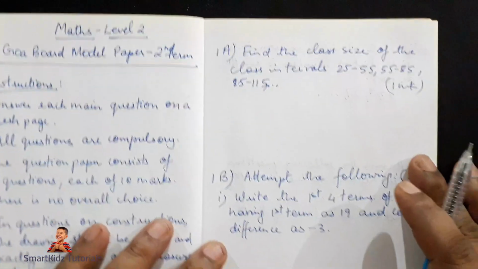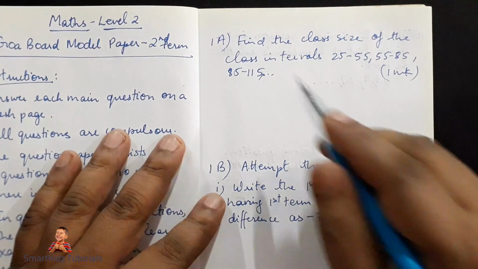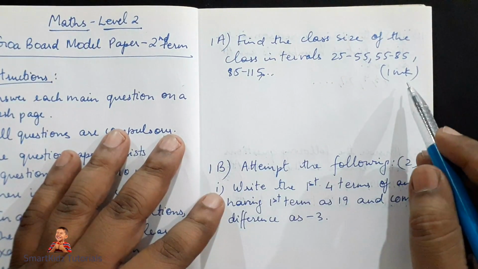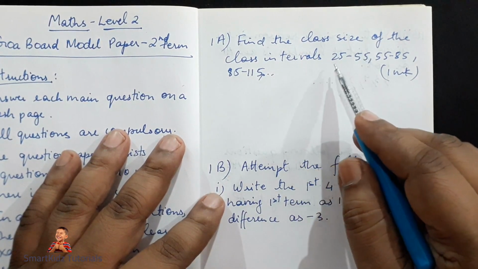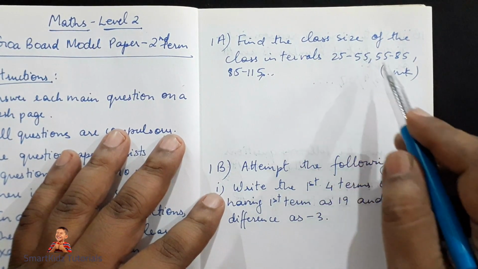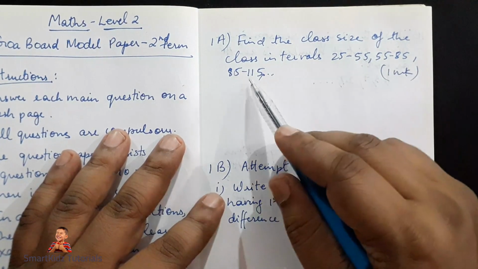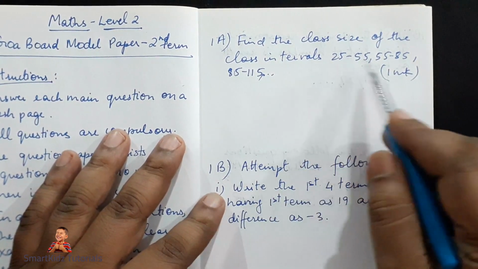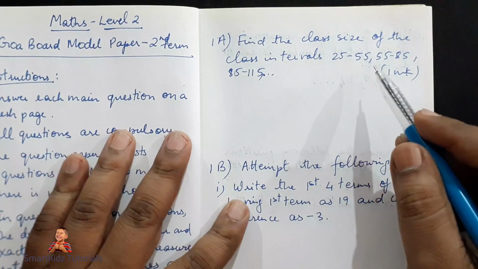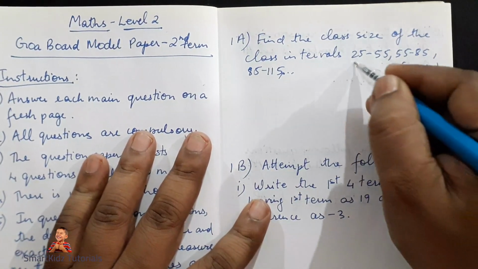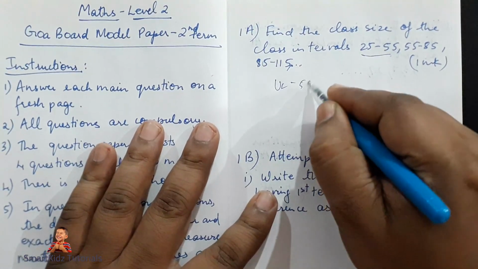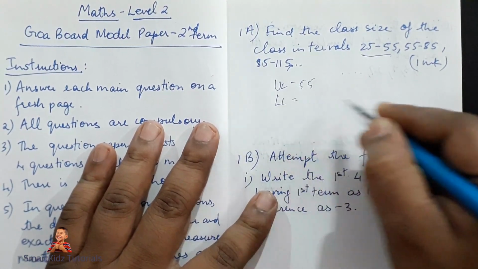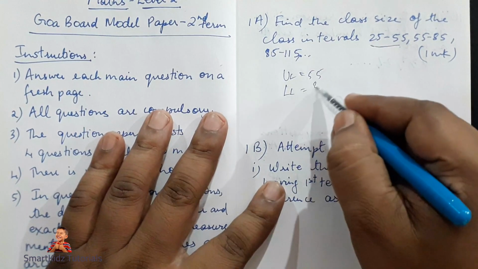Let's begin with the first question. 1A, which is for 1 mark. Find the class size of the class intervals 25 to 55, 55 to 85, 85 to 115. So you can take any one. Take the upper limit and lower limit. So we'll take, in this case, the upper limit is 55 and the lower limit is 25.